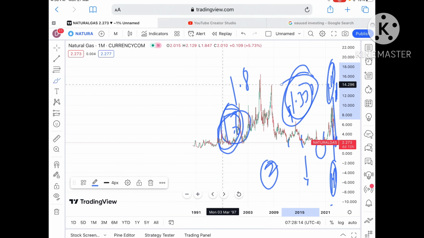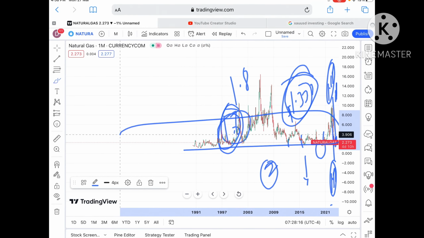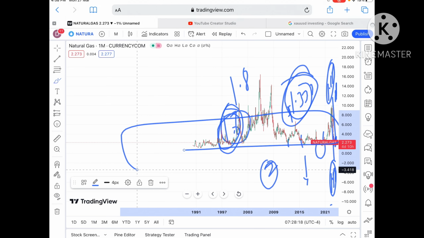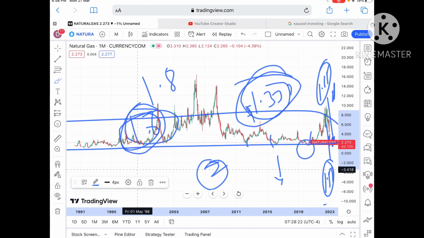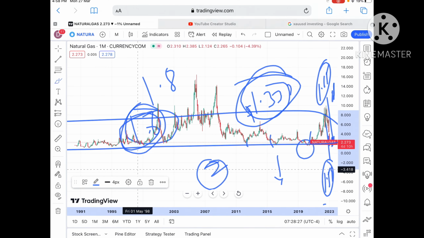Because if you look at this particular trend, this is the range where the price of natural gas was for so long. So once it starts moving below this level, the probability is that it can go further and further low. Any doubt regarding this, you can mail me.